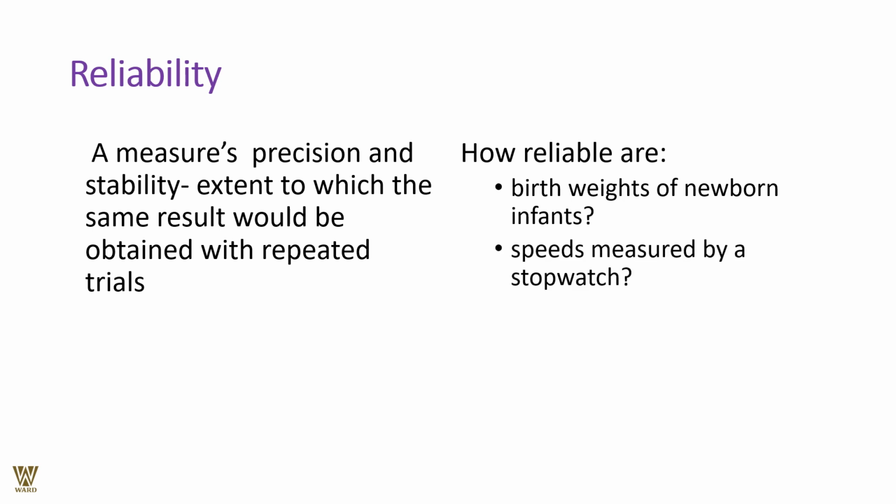Reliability is a measure of precision and stability, the extent to which the same result would be obtained when repeated trials are made. How reliable are birth weights of a newborn infant? Speed measured by a stopwatch, as the case might be. This is what reliability is: a measure of precision, stability, the extent to which the same result would be obtained, again and again.